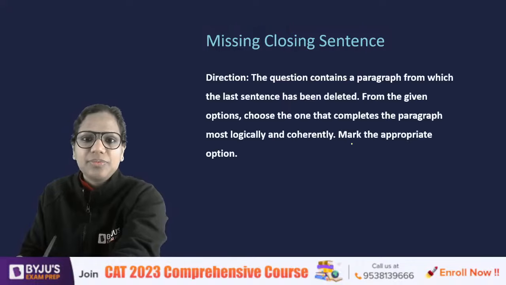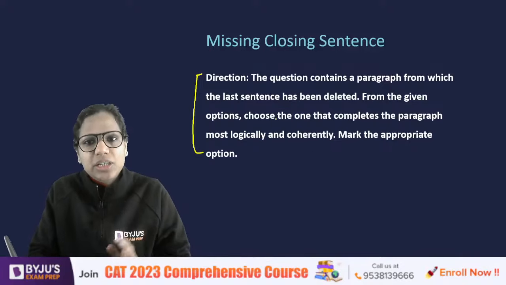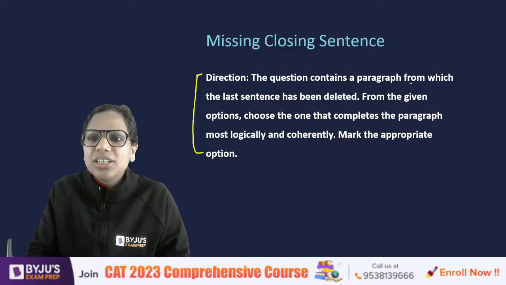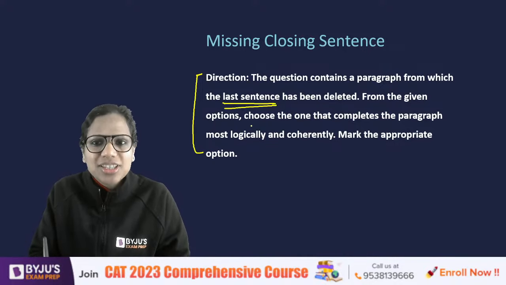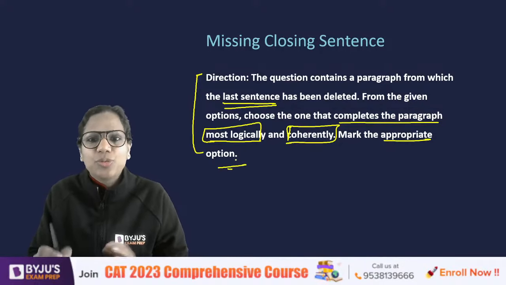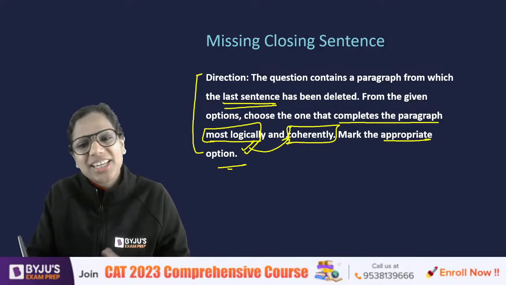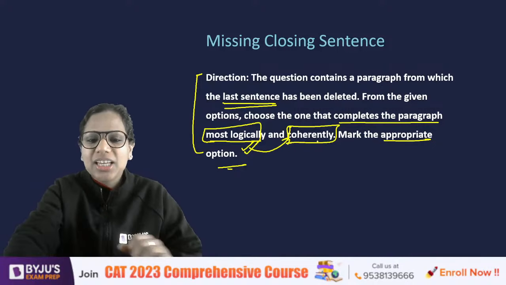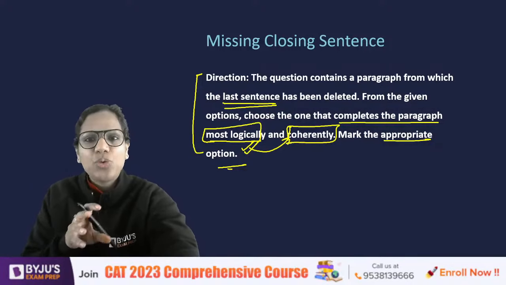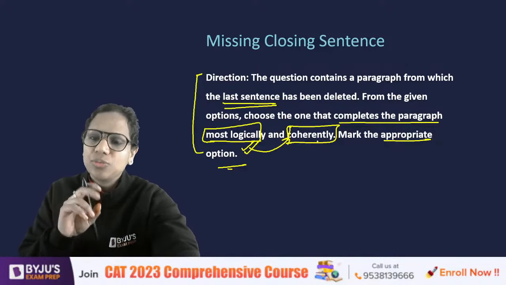Okay. Now these are your instructions. I have picked up these instructions right from your previous year papers only, right? The question contains a paragraph from which the last sentence has been deleted. From the given options, choose the one that completes the paragraph most logically and coherently. And you have to then mark the appropriate option. So logic, theme, tone, scope, coherence, again, you're paying attention to those things. Okay. So I hope you'll apply whatever we have learned so far. Sai, for vocabulary, I will definitely talk to you towards the end of the session.